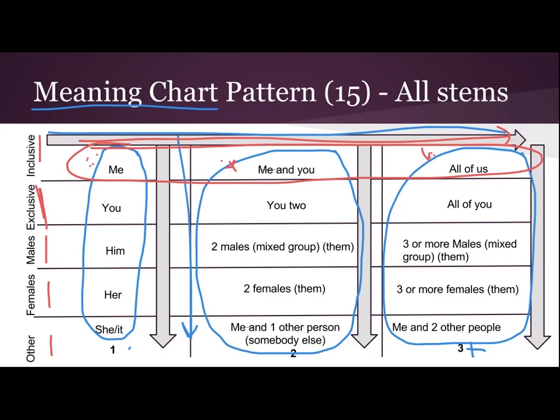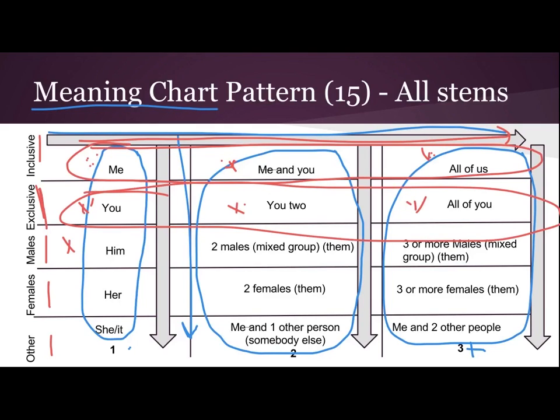So it's like I'm talking, but I'm saying you two, all of you. So you is included in all of these subjects. The third one has to do with males. That one's pretty easy: singular male, 2 males, and 3 or more males. The last one, the fourth row, is females. And so a singular female, her, a younger her, 2 females, and 3 or more females.